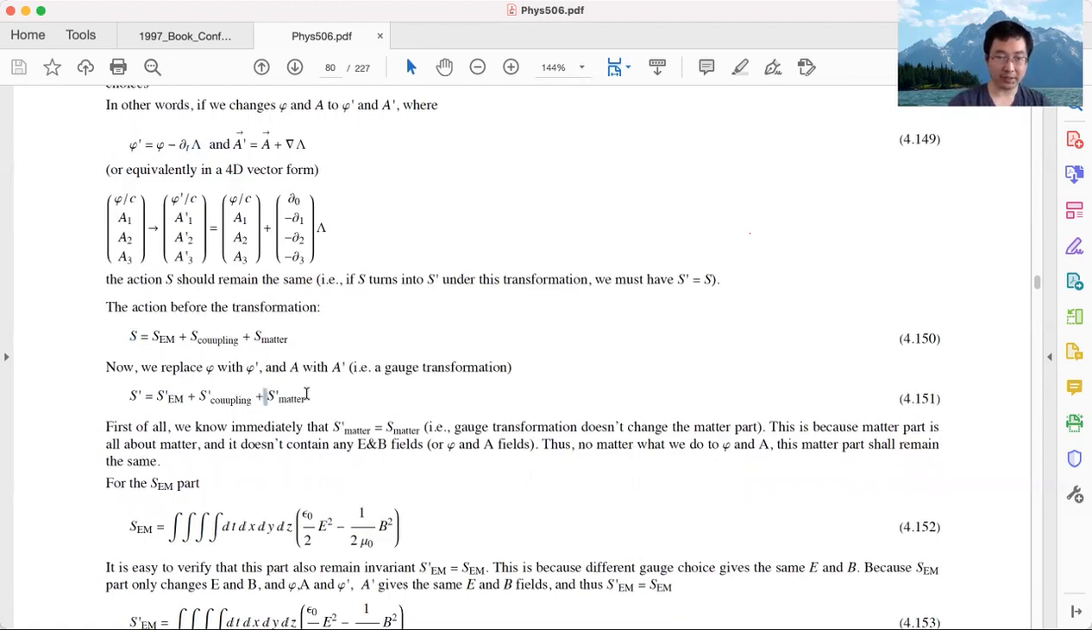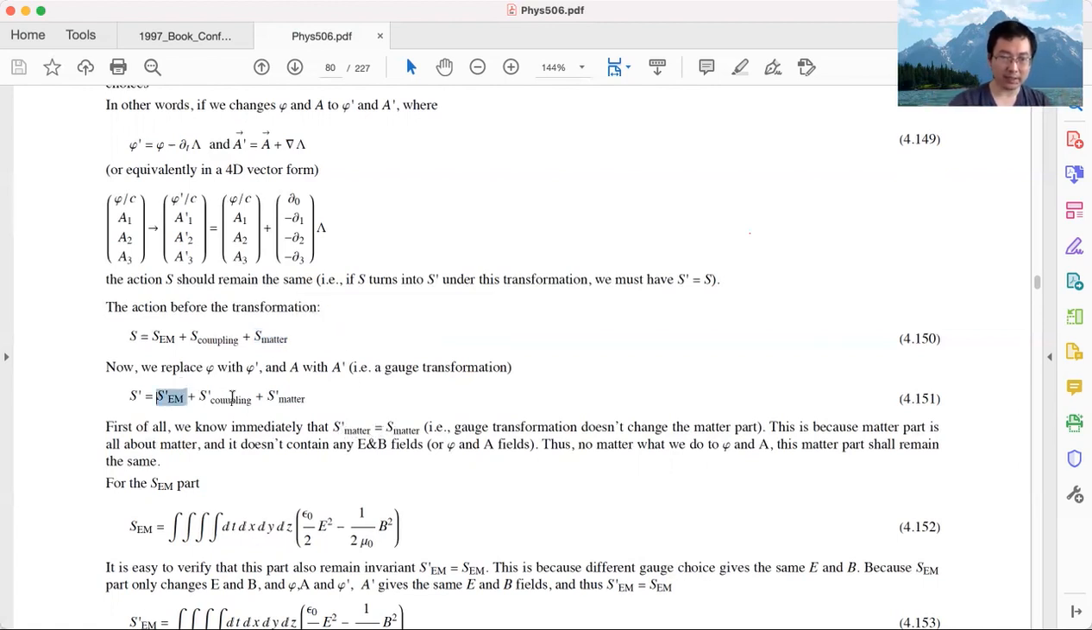So first of all, let's look at the matter part. The matter part describes the motion of my matter, my particle. And the matter part does not contain E and B field. It does not contain phi or A. Because the matter part doesn't contain phi and A, under gauge transformation, the matter part cannot change. The only thing I change here is phi to phi prime, A to A prime. If the matter part does not depend on phi and A at all, then the matter part does not change. So for the matter part, S prime and S are equal to each other automatically. We don't need to worry about that.